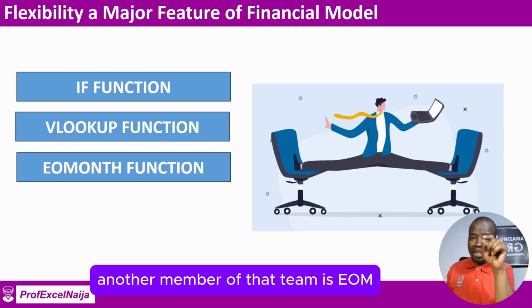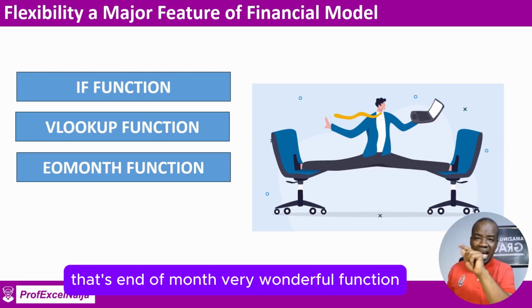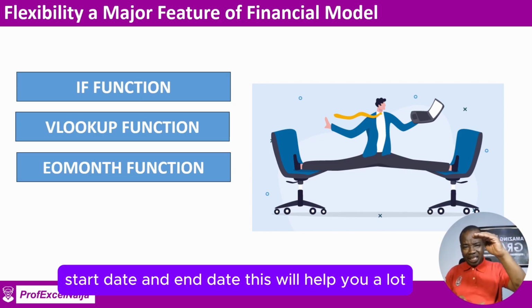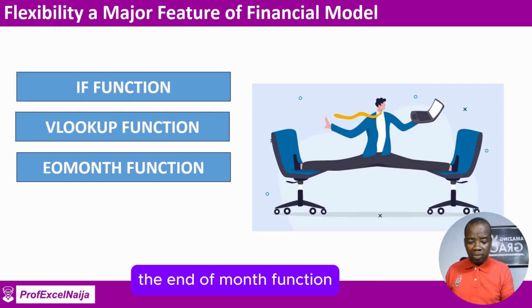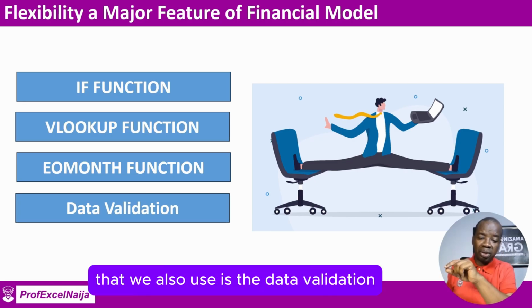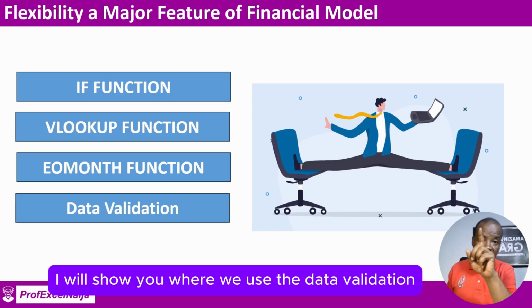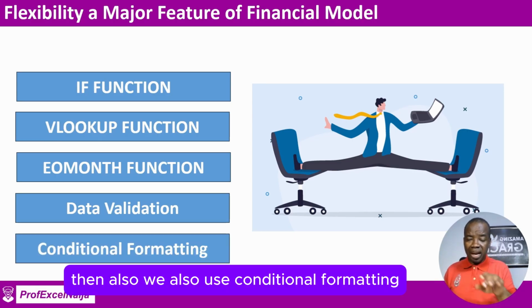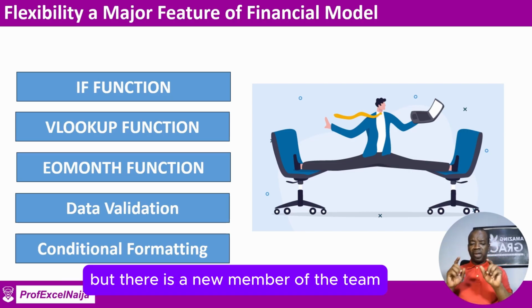Another member of that team is EOMONTH, that's end of month. Very wonderful function, particularly when you are dealing with dates, start date and end date. This will help you a lot. Other functionalities that we also use are data validation, and I'll show you where we use it when we are reviewing the model. Then we also use conditional formatting.